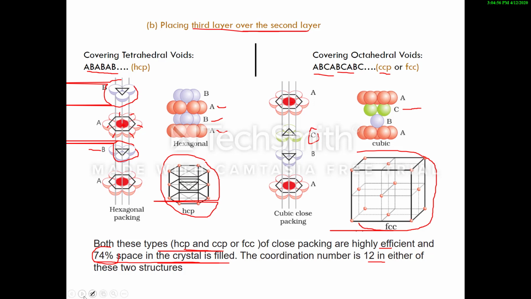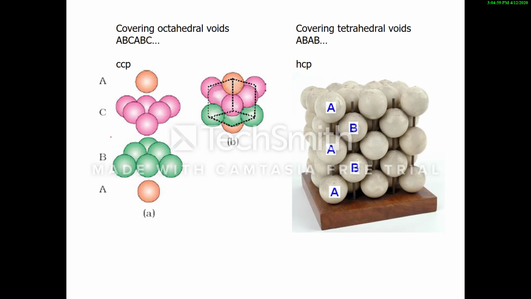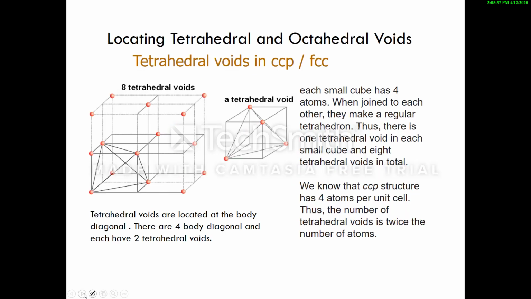Clear? Now next one is, you can also see this, if third layer particles are over the octahedral void, this is octahedral void, third layer particle, that is C1 is different, then we will get the ABC type arrangement, and this cubic close packing CCP, this is the similar cubic close packing. But if we see this, if tetrahedral voids are covered by the third layer particle, tetrahedral voids are covered, then we will get this one AB type arrangement. Okay, so this is CCP and HCP type arrangement.